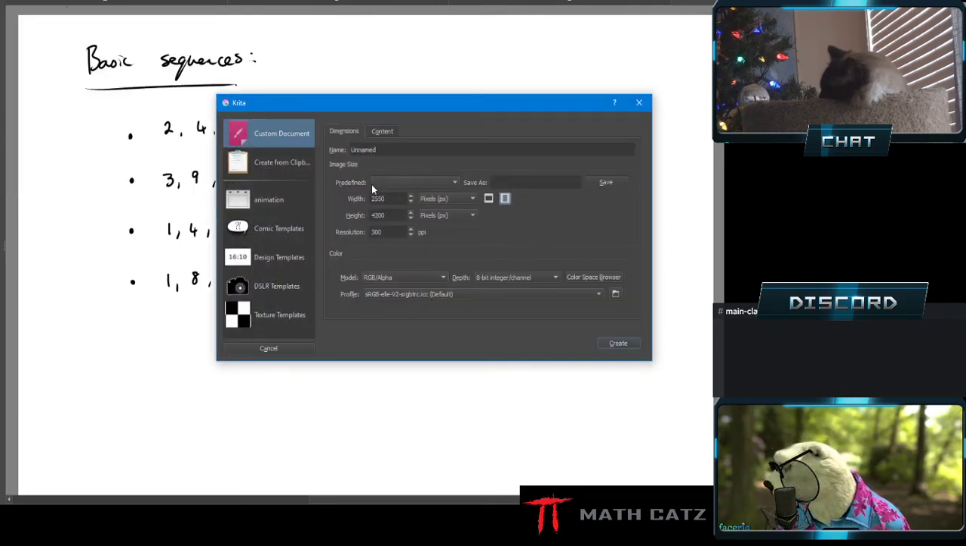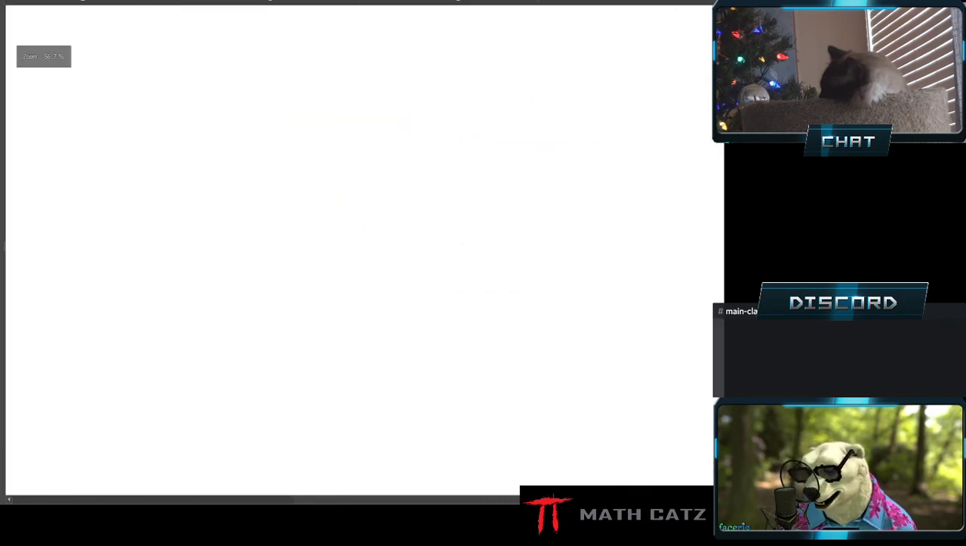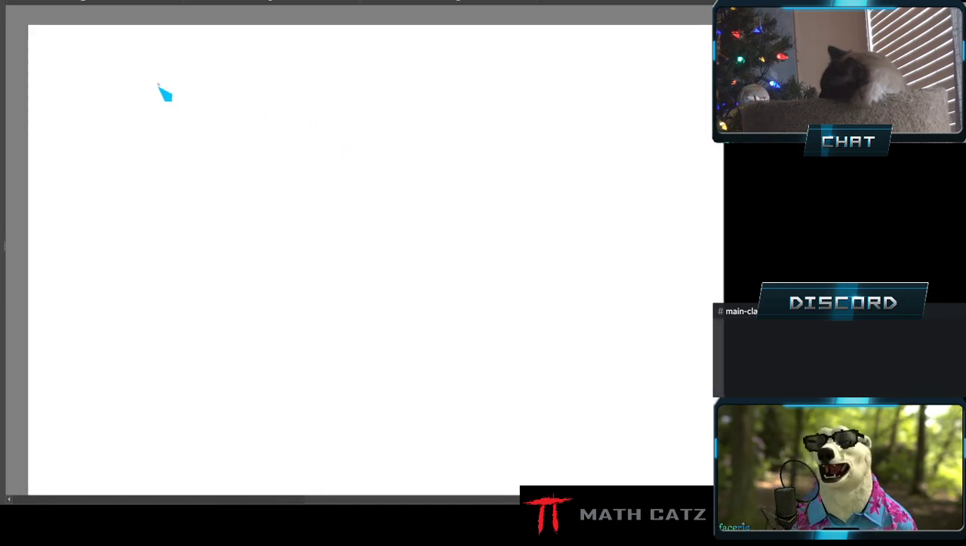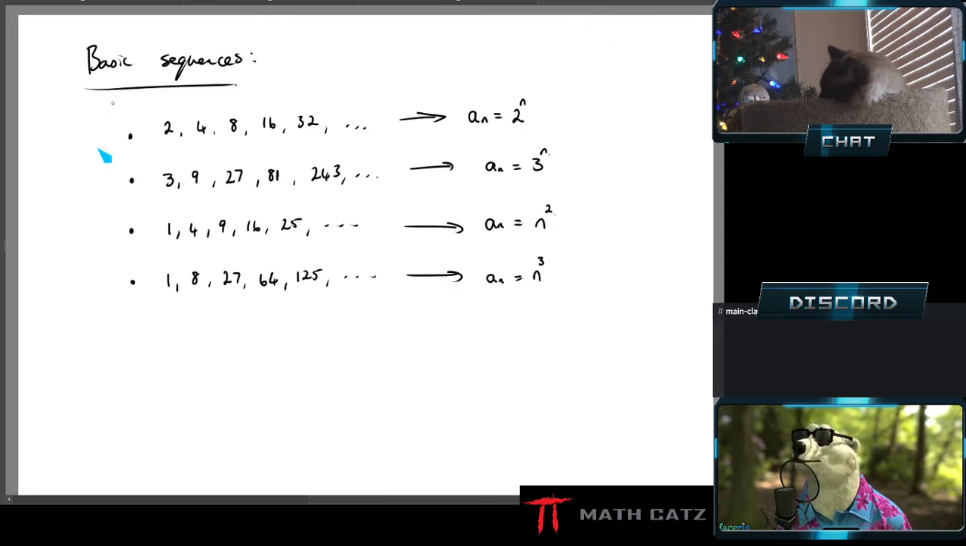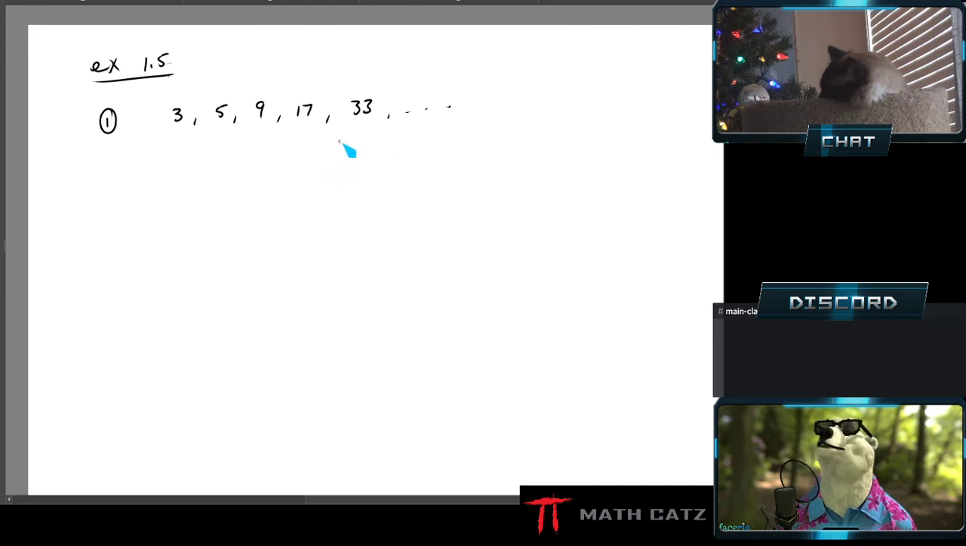Now I want to keep these on the screen and jump back and forth. So I'm just going to make another new page with our last exercise on it. And it's exercise 1.5, where I want to use these sequences to find an explicit formula for a sequence that's related to them. Let me show you what I mean. The sequence is 3, 5, 9, 17, 33, and it continues. But the first 5 would be sufficient.